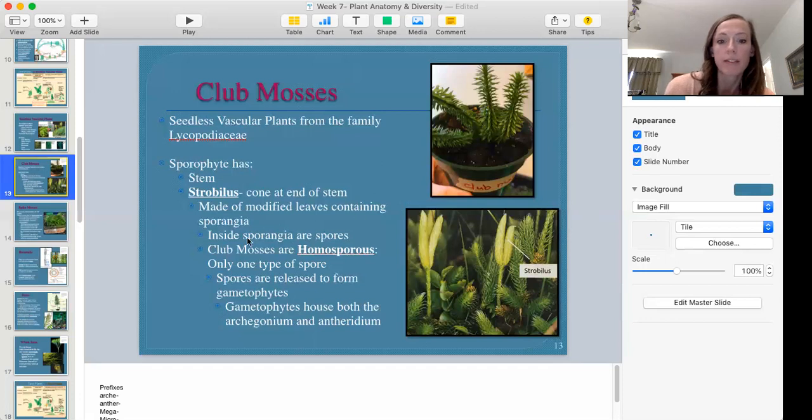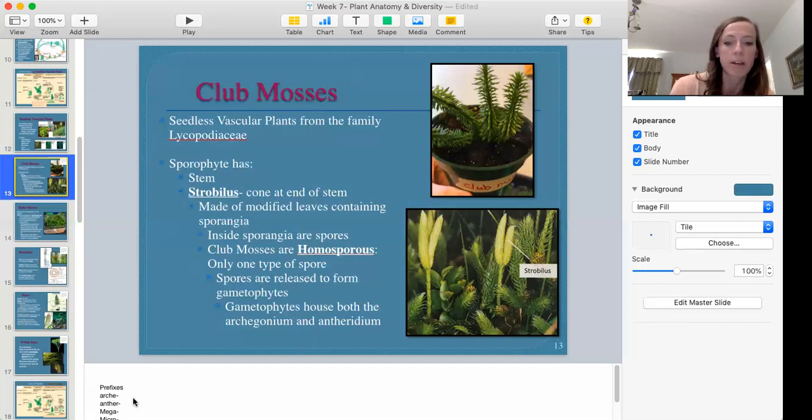So what that means is that we have what's called a homosporous organism, meaning that there's only one type of spore. It's not separate male and female. Everything is going to be produced from one spore. So you don't need to differentiate between male and female.